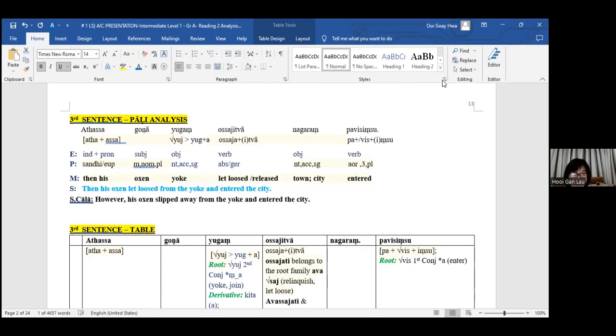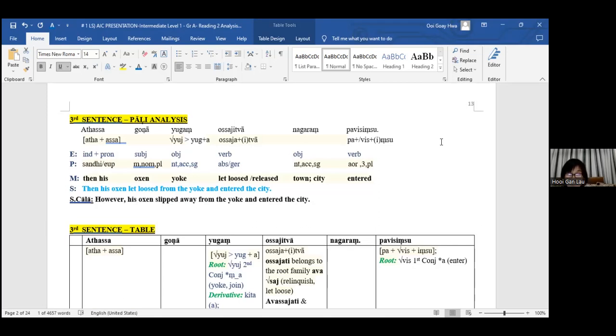So it's from the root word yuj. J changed to G, yuk plus A. So object is a neuter, accusative, singular. Osajitwa, from the word osaja plus E, tua. So the meaning is let loose or released. So it's a gerund, verb, absolute or gerund.